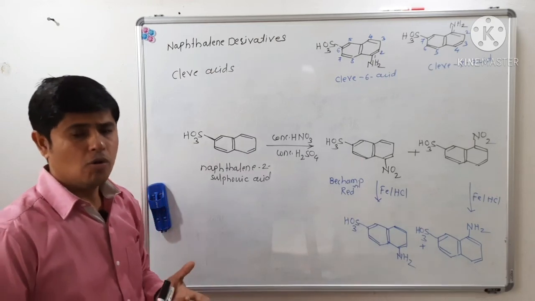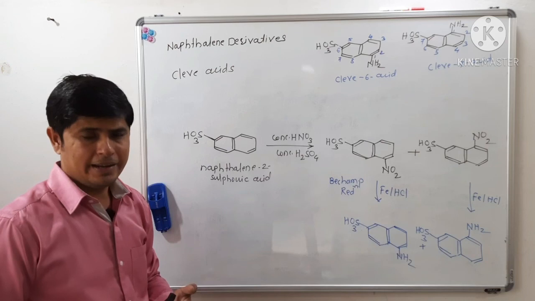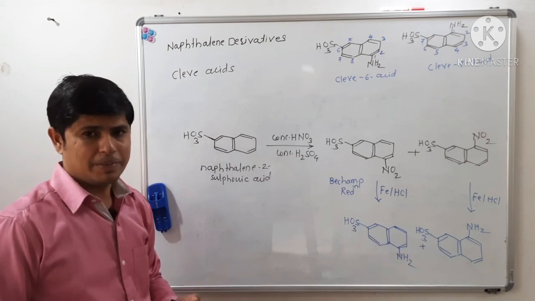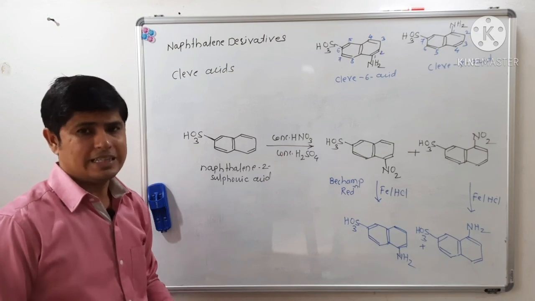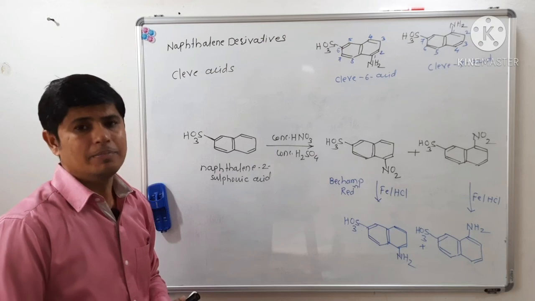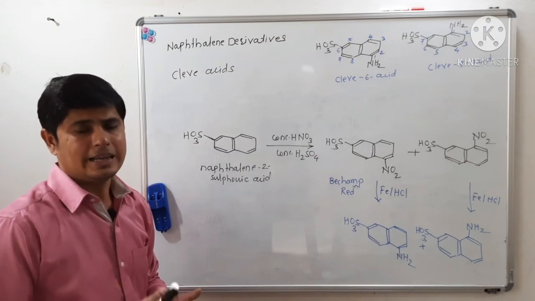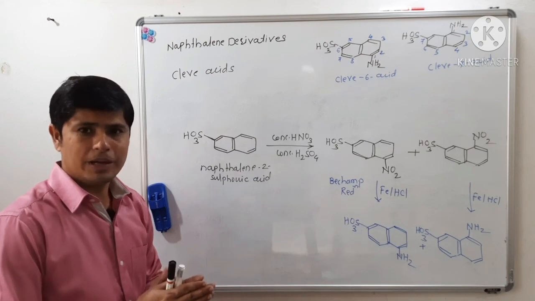Okay, so I hope you have understood how Schaeffer acid can be prepared, how Tobias acid can be prepared, how naphthionic acid can be prepared, how Nevile-Winther acid can be prepared, and how Cleve acids can be prepared. I hope you have understood this topic very well.